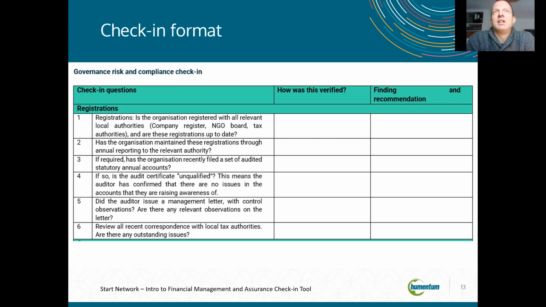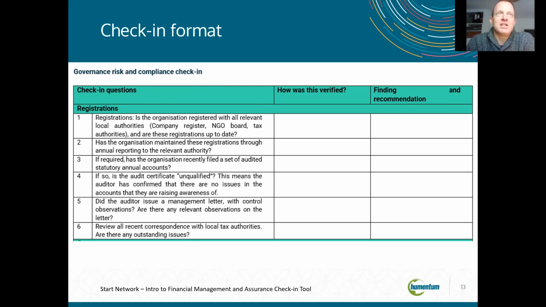So for that, the person completing the check-in would look for registration documents or company registration certificates, and make sure that if there's any annual submissions required, that there's recent evidence of that submission.